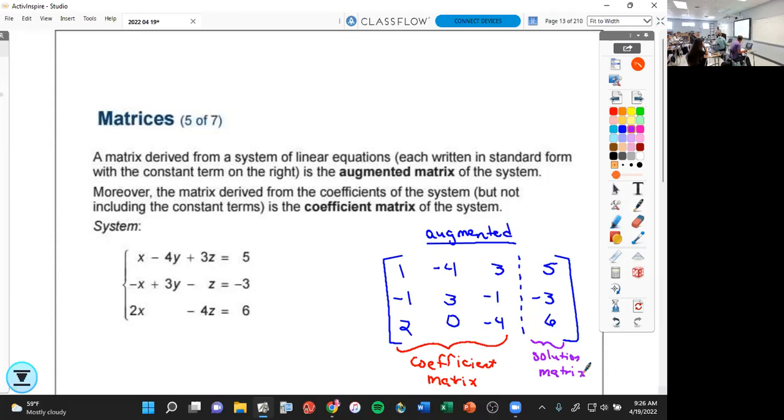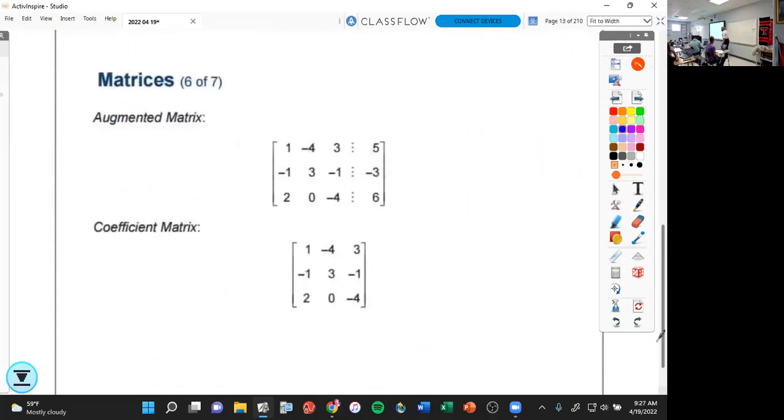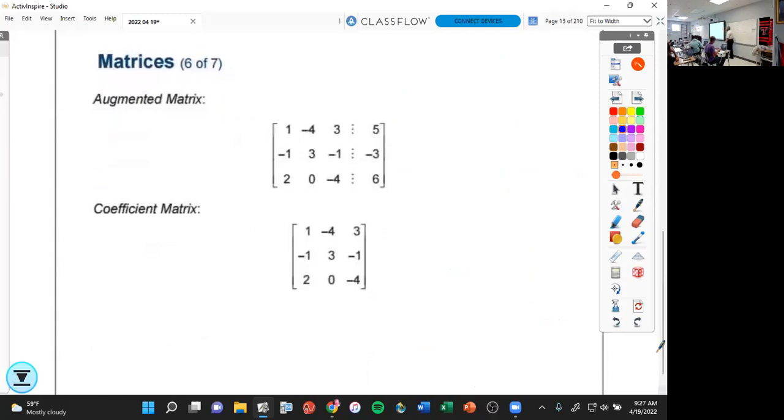What's your question, bud? Because it's a combination of the coefficient and the solution matrix. Yes, the augmented is put together. Any other questions on what we've talked about on this slide? Okay. There's the augmented matrix. There's the coefficient matrix. And I'm moving on.